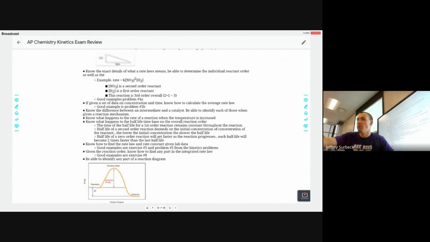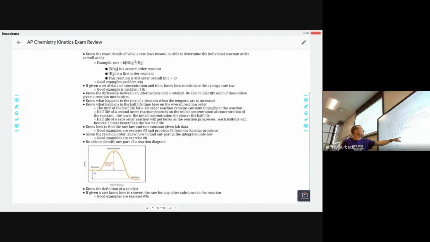Again, the problems is what I used to give out as homework. So if you're given data on concentration and time, average rate law, that's the very first problem on the problem set there. Pretty good problem there. And then, if you are given a problem, know the difference between an intermediate and a catalyst, okay? Does anyone want me to show you the difference between an intermediate and a catalyst?